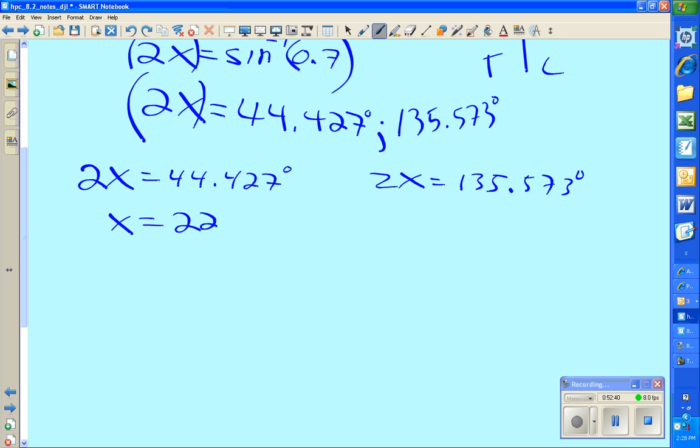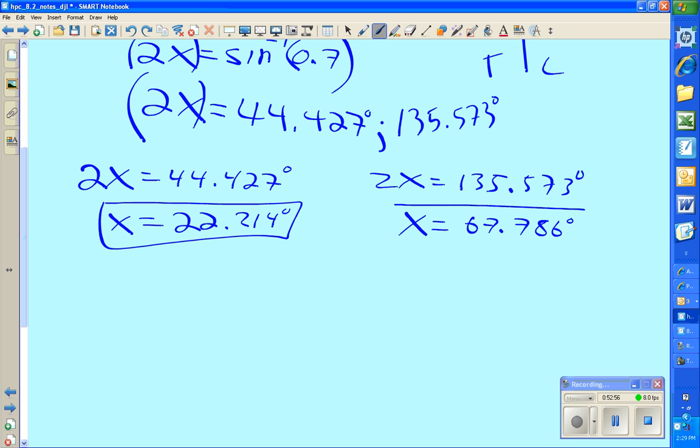22.214 degrees. So that's going to be one of our values. When you divide by 2 here, x is going to equal 67.787. And a lot of us are going to be doing the touchdown dance right now. Or LeBron and his baby powder, because you think, look at me, got him. Problem is, you only got half of them. You only got half of them.